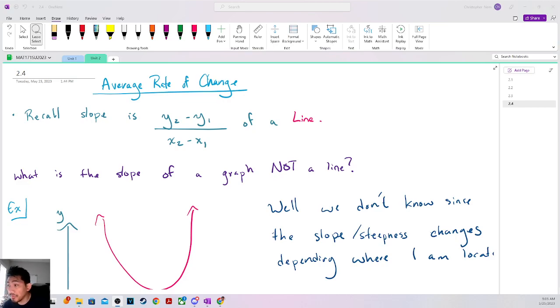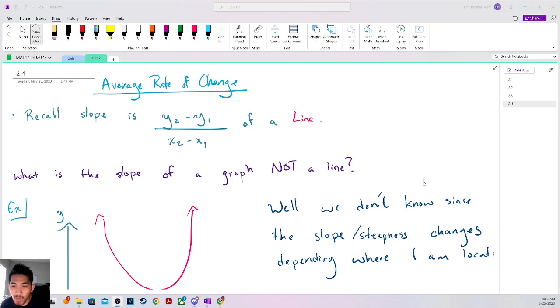So recall slope is going to be written as y2 minus y1 over x2 minus x1. The second y value minus the first y value over the second x value minus the first x value of a line. So we can find the steepness and slope of a line because a line will have the same slope no matter where you're located at. But what if our graph is not a line? How do we find out its steepness in particular?